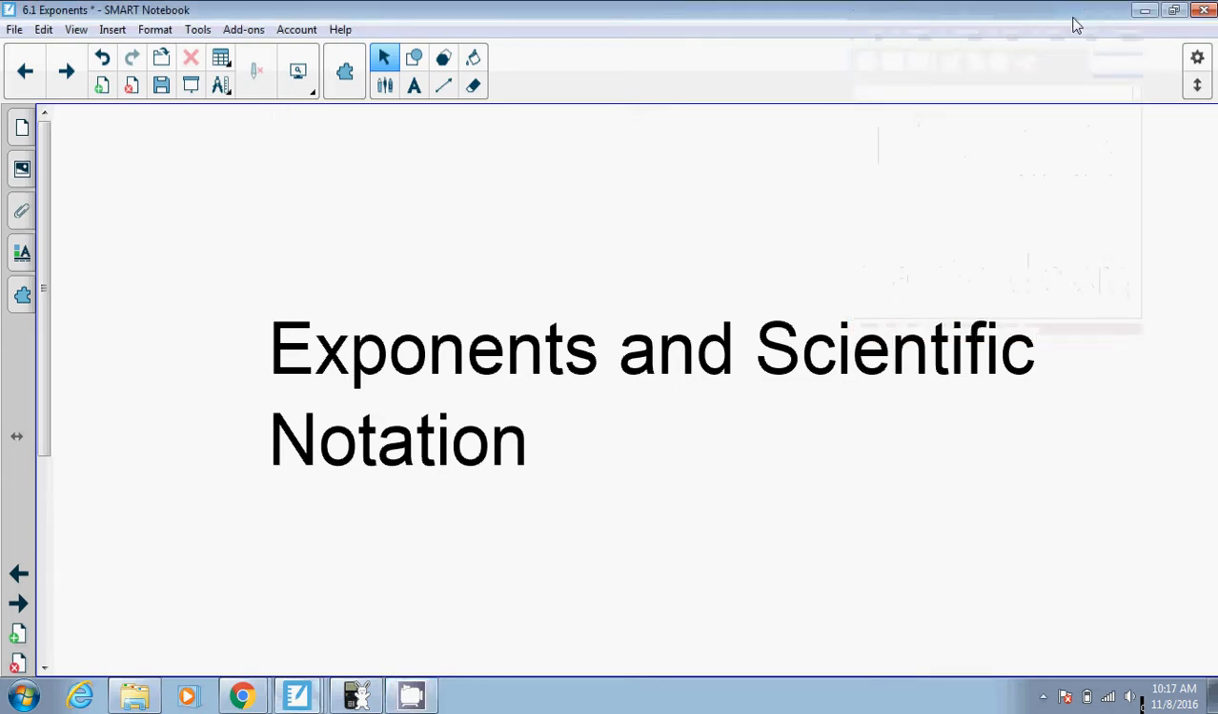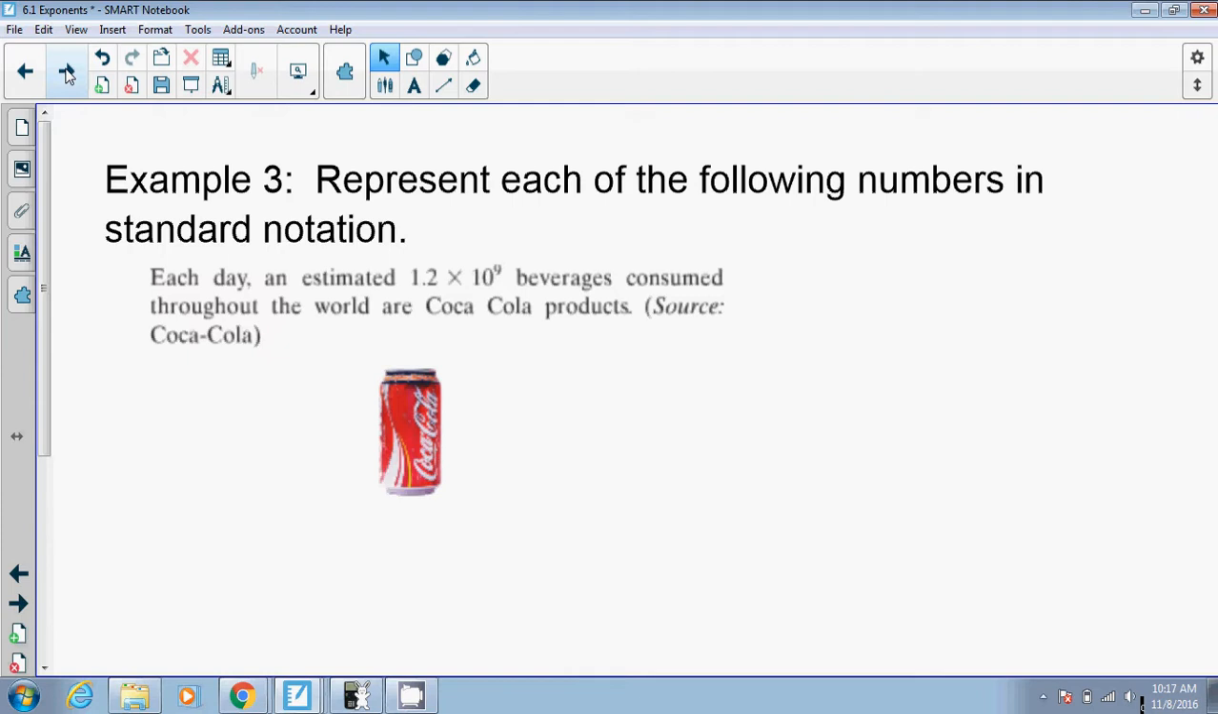This video is over exponents and scientific notation. So we're going to focus more on scientific notation again in this video. And this time we want to represent each of the following numbers in standard form. So this time the scientific notation is provided, so we want to change that to an actual numeric value.